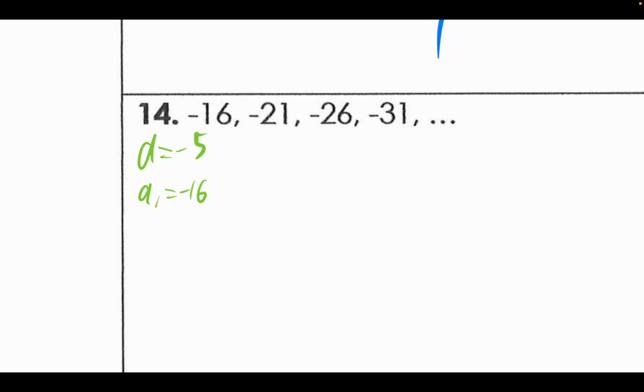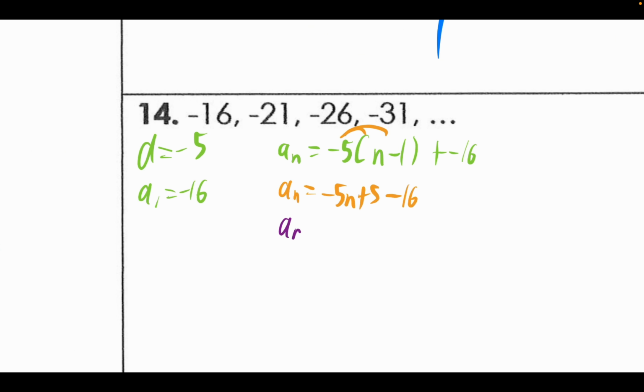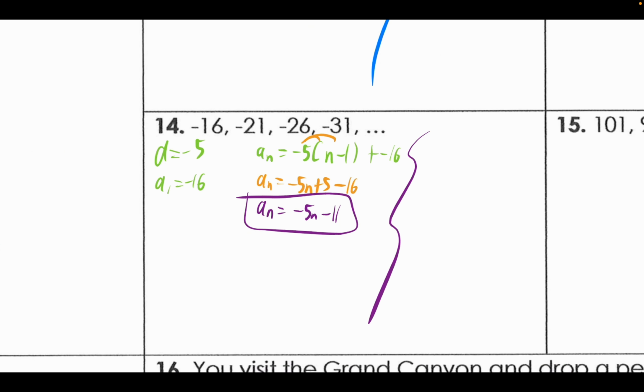So plugging these into the rule, we end up getting a sub n equals negative 5 times the quantity of n minus 1, plus a negative 16 or minus 16. Distributing this negative 5 gives me a sub n equals negative 5n plus 5 minus 16. Combining like terms, I get negative 5n minus 11. Using this rule to find the 19th term, a sub 19 is equal to negative 5 times 19 minus 11. This ends up equaling negative 106.